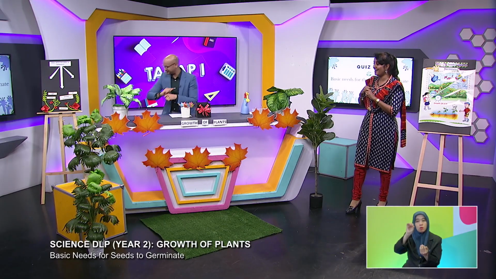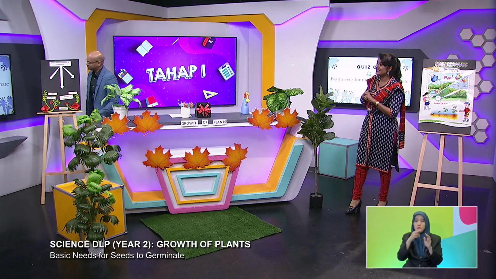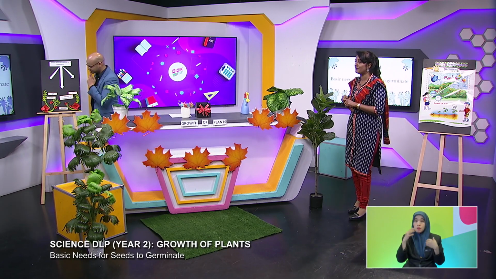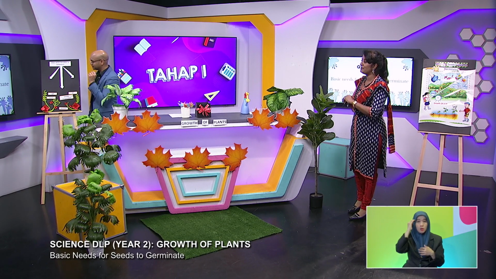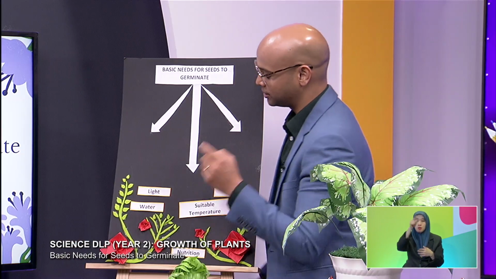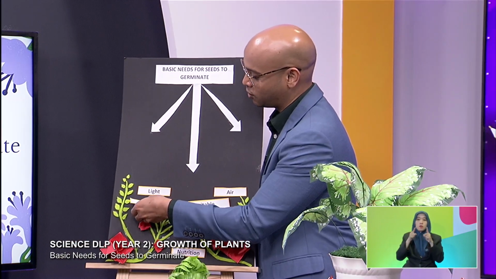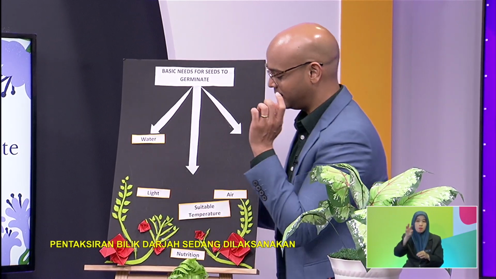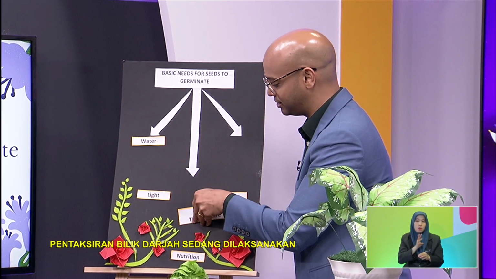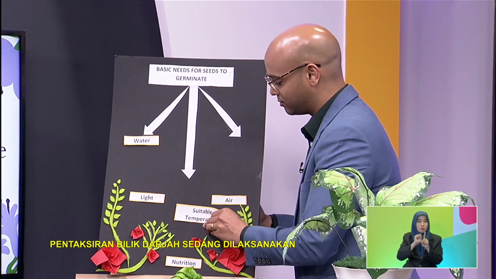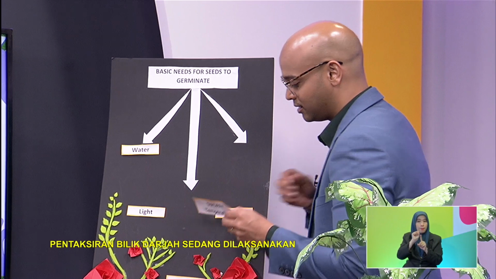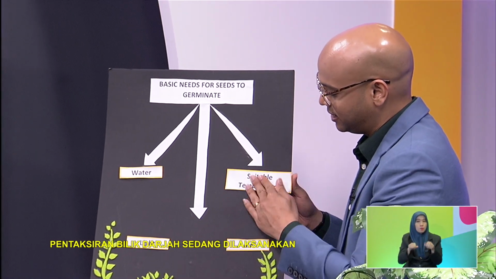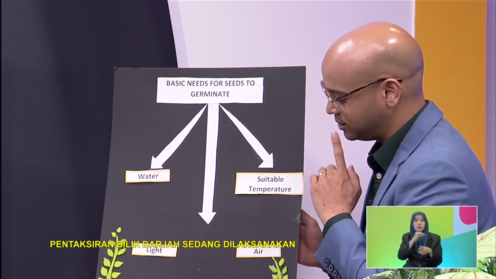So, the basic needs for the seed to germinate. There are three arrows, right? That means three answers. Earlier, Teacher Davy mentioned water, so I'll put water over here. And then suitable temperature over here. And we just stick this properly so everyone can see. And last but not least, what is that? Is it nutrition?